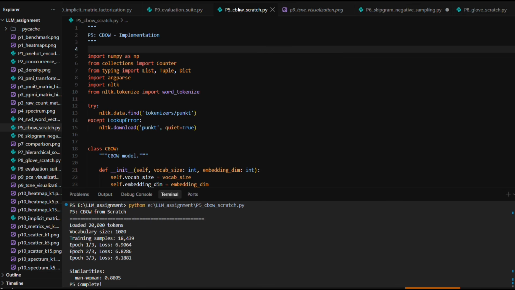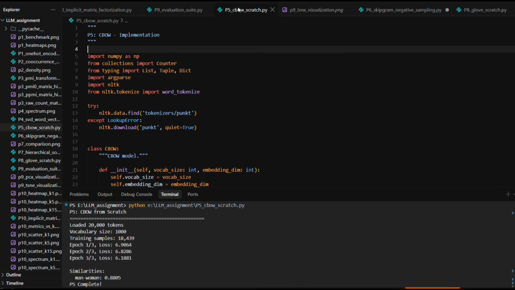The architecture of CBOW uses a simple neural network with one hidden layer. Given context words like the, cat, sat, we average their embeddings to get a hidden representation. This hidden vector is multiplied by a weight matrix to produce logits over the entire vocabulary. The softmax converts these to probabilities, and we train to maximize the probability of the actual center word. The model learns embeddings that predict words from context.